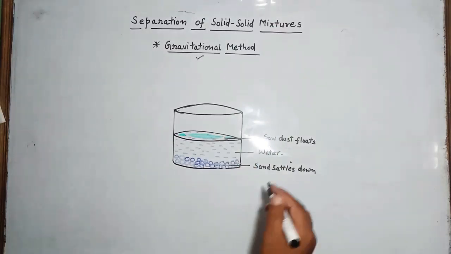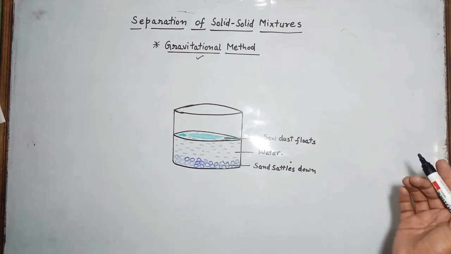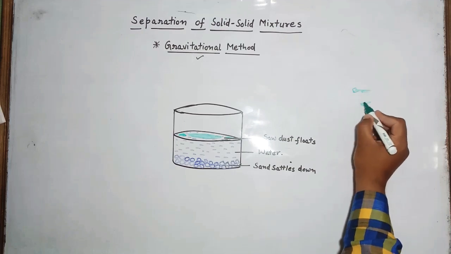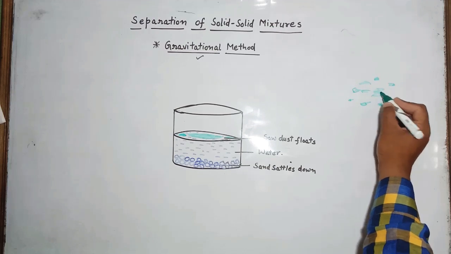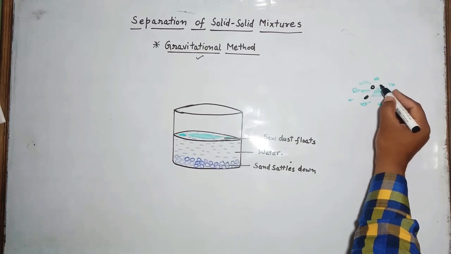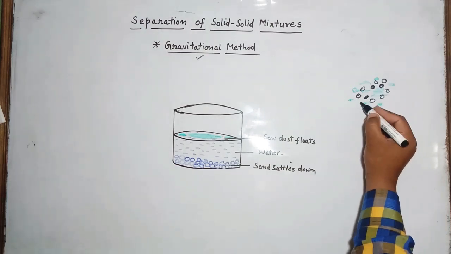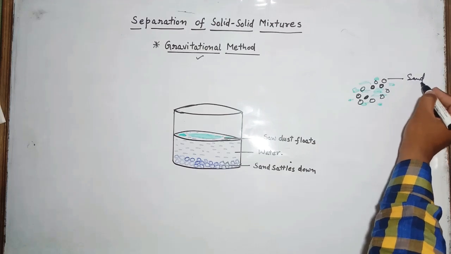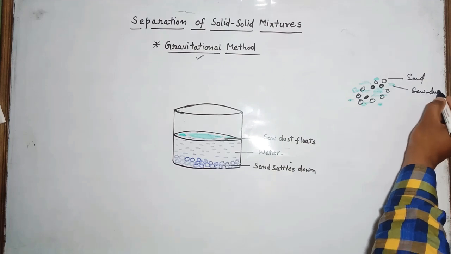For example, we can take some sawdust, or wood dust, which I am representing here with the green color. This one is our sawdust. Another one, some sand particles, are mixed with it. I am denoting the sand particles here with this black color. Now you have to separate these sand particles from the sawdust. So how will you separate them?